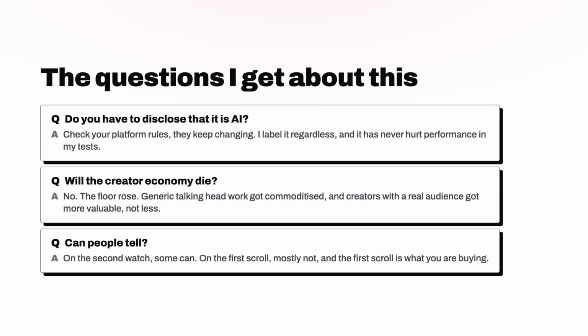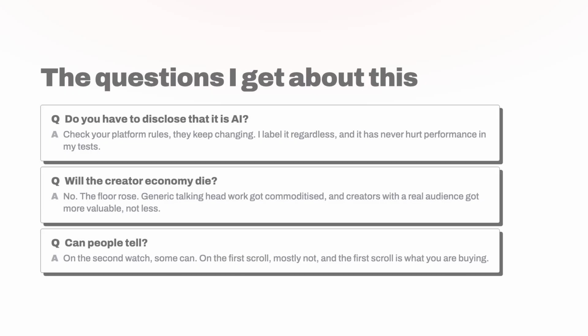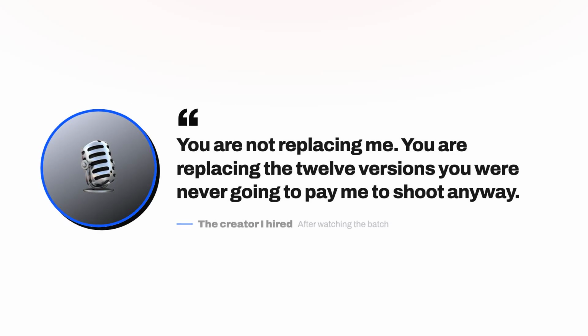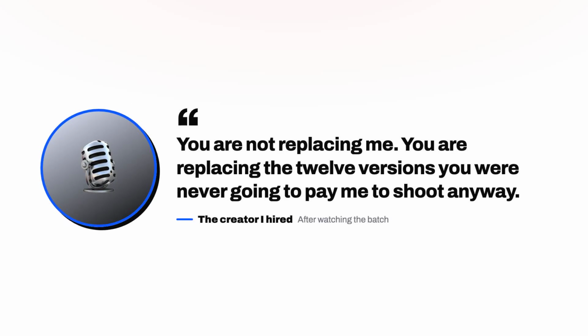The questions I get about this, answered straight. Do you have to disclose it? Is this killing the creator economy, and can people actually tell? On disclosure, the platforms are going to label it whether you do or not, so I just label it myself. It has never once hurt performance in my tests, and it saves an argument later. The creator I hired said this to me after she watched the whole batch, and honestly, she was completely right, and it reframed the entire thing for me.